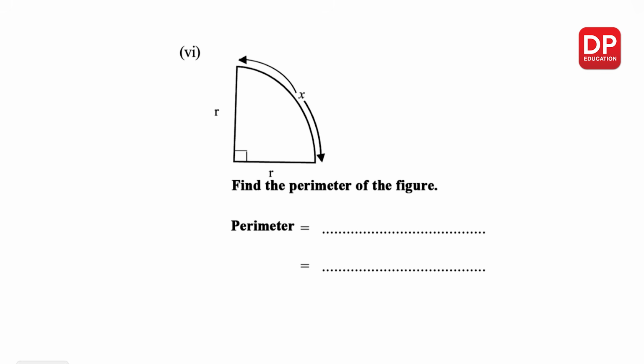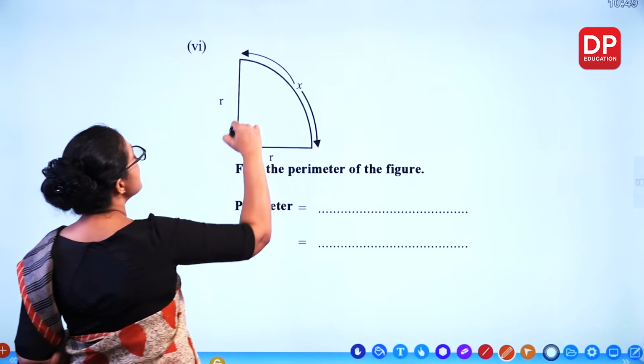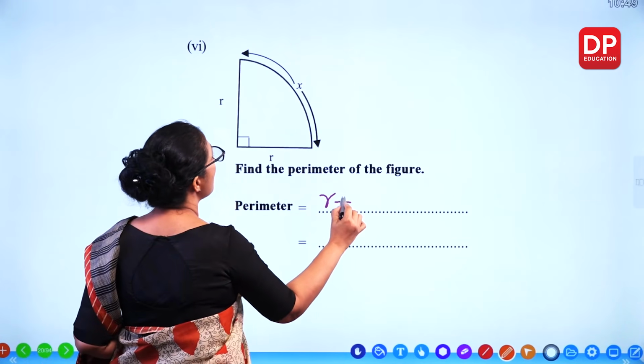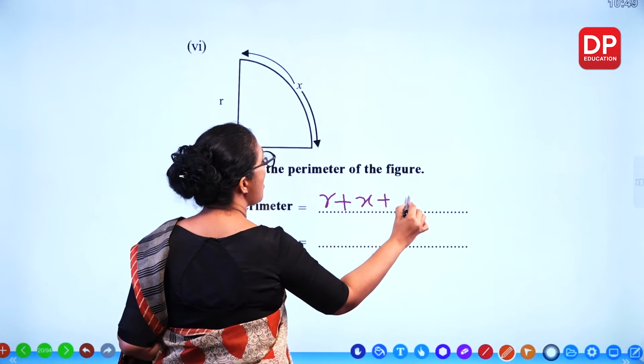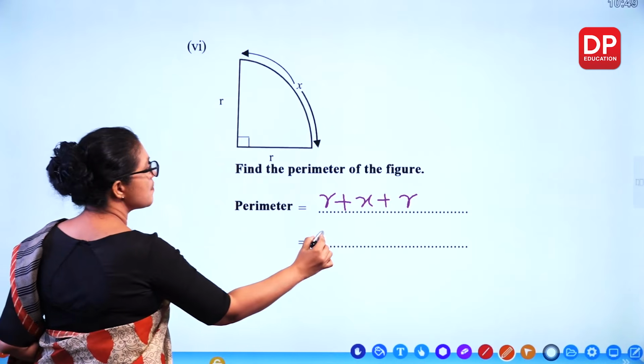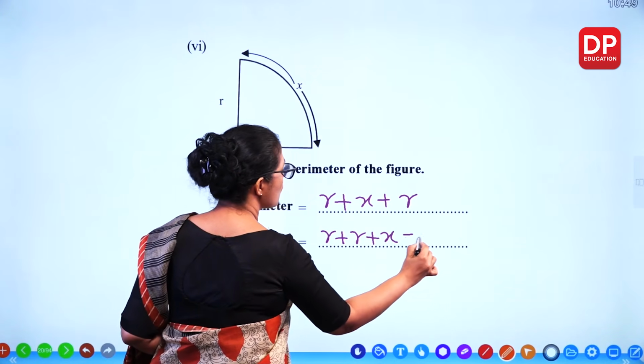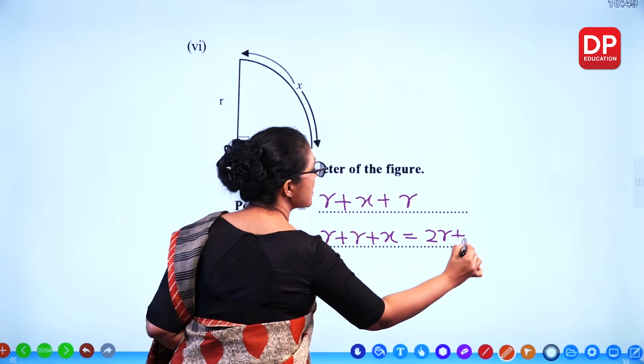Look at this diagram. Find the perimeter of the figure. Perimeter is the outer length. So I can add r plus x plus r. Like terms, I can add them together. So 2r plus x.